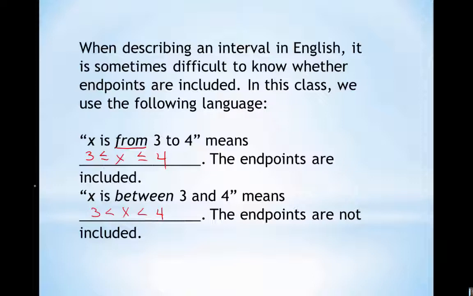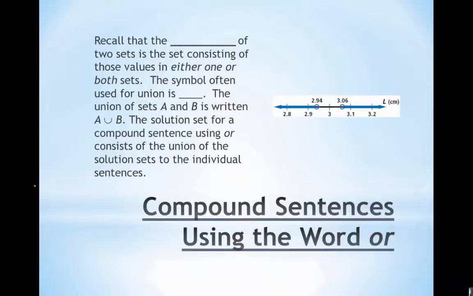All right. So let's look at the next part. Compound sentences using the word or. We just finished and. Now this is or. Recall that the union of two sets is the set consisting of those values that are either in one or the other or both. The symbol often for union is just like the letter U, so that should be easy to remember because U starts the word union.